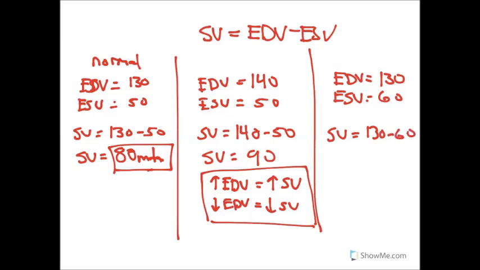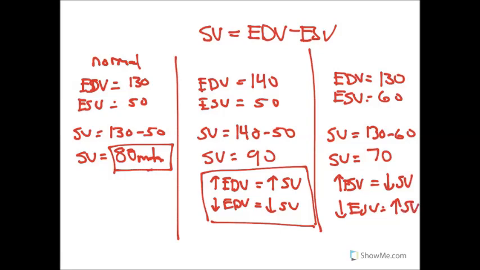So if I took my 130 minus 60, now what I've done is I've seen the stroke volume is 70 milliliters, and this is showing me another very important thing here. 70 is much lower here than our normal 80. It's 10 lower, right? And what we're going to look at here is if I increase the ESV, then I will decrease the stroke volume.